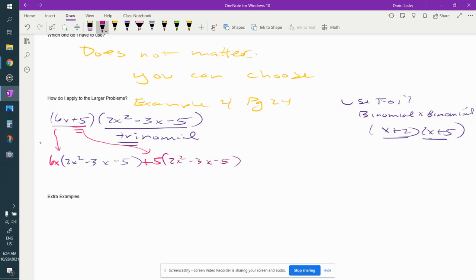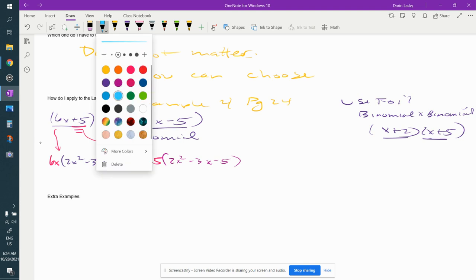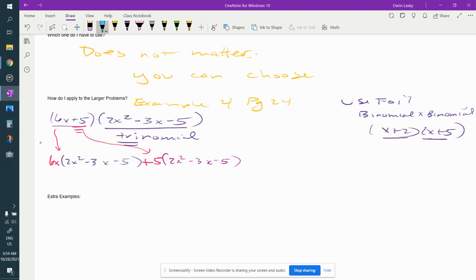So now all I have to do is distribute. Let's do a different color here, blue or sky blue or turquoise or whatever you want to call it. So now we just distribute my 6x in every single time. And remember, this is example 4.